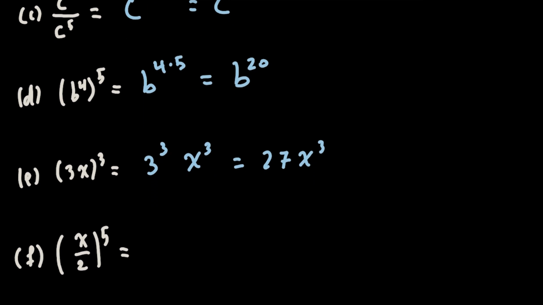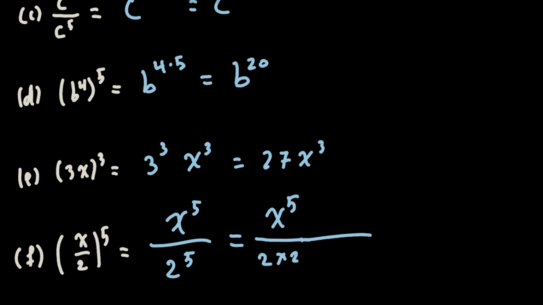Let's see part F. So part F says x over 2 all to the power 5. So we can just distribute the power. So we can rewrite it as x to the power 5 over 2 to the power 5, and that would equal to x to the power 5 over 2 multiplied by 2. Let me just write it like this. So we have 2 multiplied by 2 multiplied by 2 multiplied by 2 multiplied by 2. So here we'll have 4, and here we'll have 4, and here it's 2.